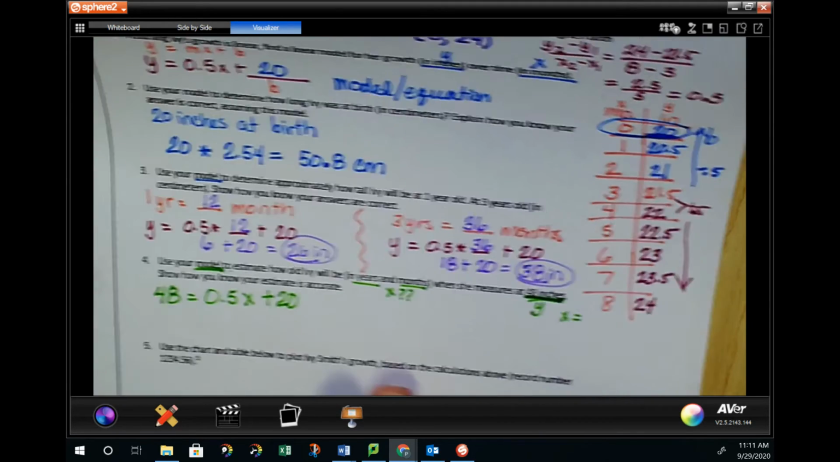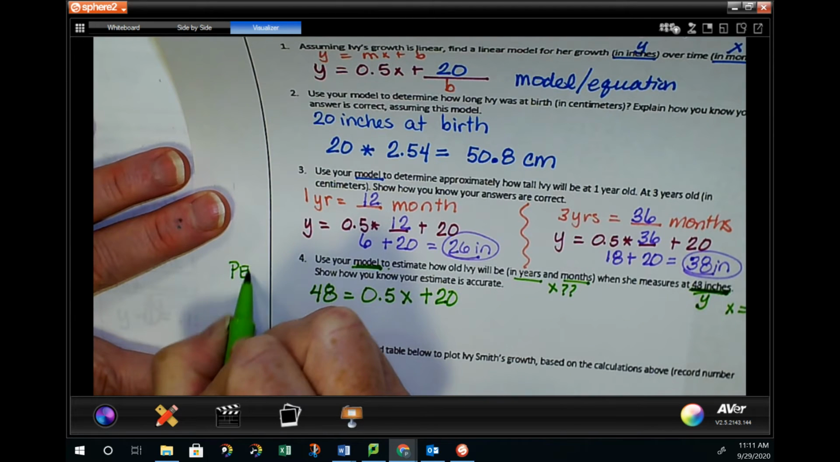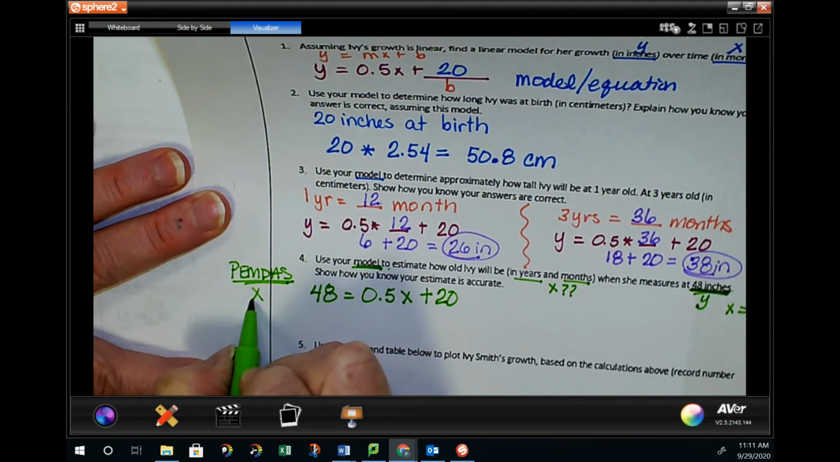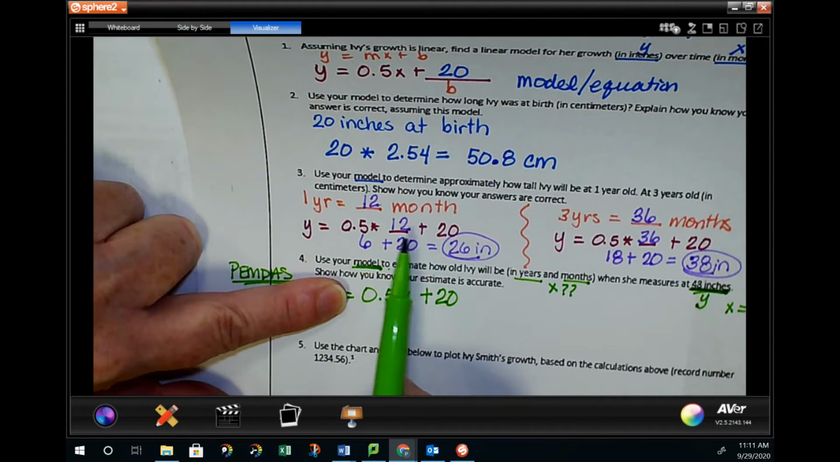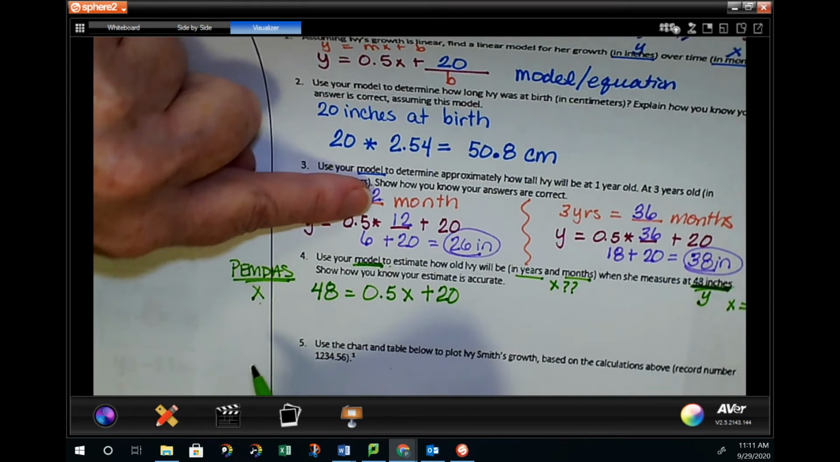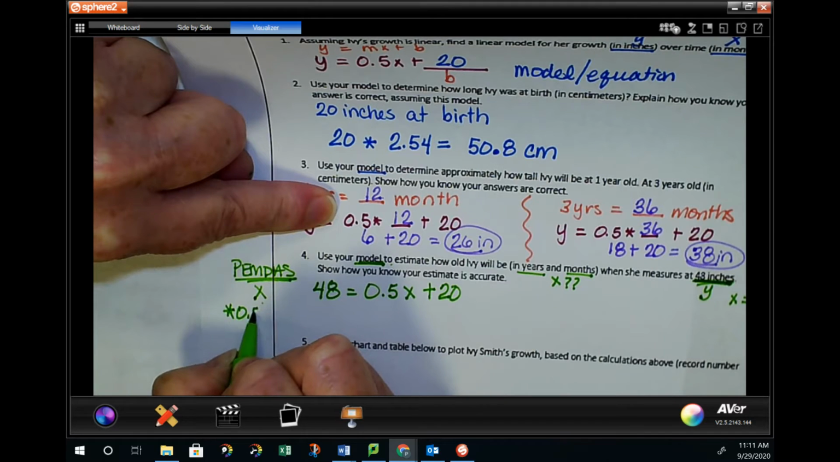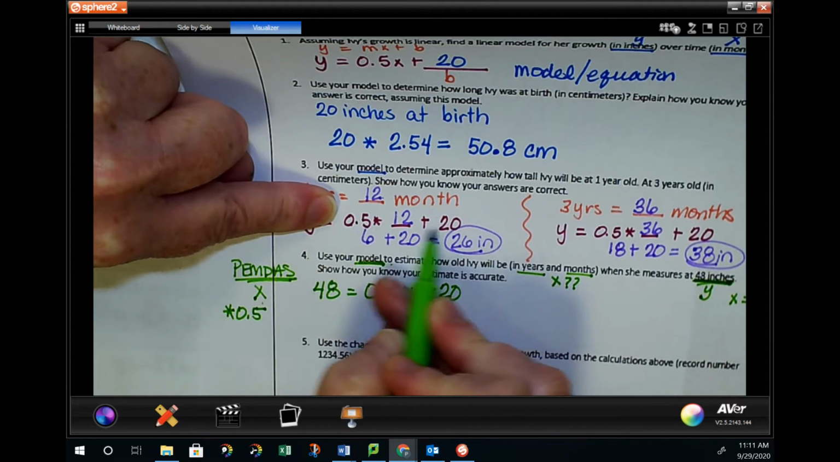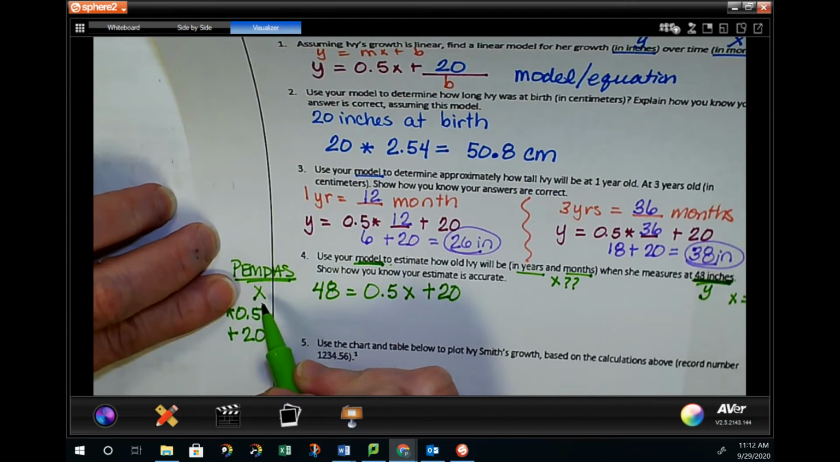And then I'm going to do this over here so you can see, and I'm going to use that PEMDAS rule. So if X was a number, like when we worked up here when X was 12, we're just going to use this as an example. So if this was 12, I multiplied by 0.5 first, then I added 20. That's when X is a number.